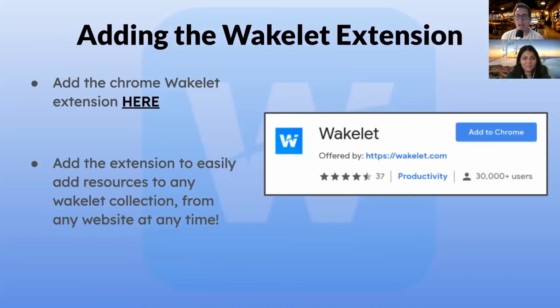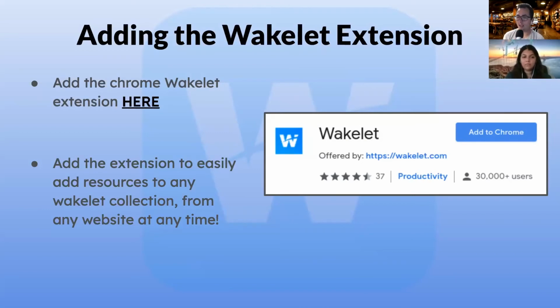Okay, so then adding the extension. The extension is enabled for us. You can just click where it says add the Chrome Wakelet extension here, and then you can add it and it'll show up in your Chrome browser. If you didn't have the extension and you found a website that you wanted to save to a collection, you'd have to open up a new tab, log into your Wakelet, go to the collection that you wanted, click on the green plus, paste the link, and put it in there.